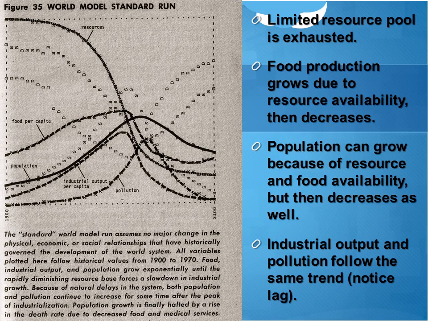And industrial output and pollution pretty much follow the same trend. While there are resources and there's population, industrial output, this capital, will grow. There'll be more machines. There'll be more production of other things, but that generates pollution, and both of those grow, of course, until the resource pool is being shut down and the resources decrease to a point where there's pretty much none available anymore.